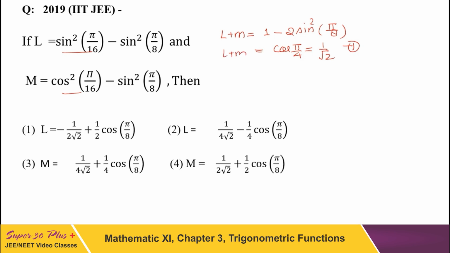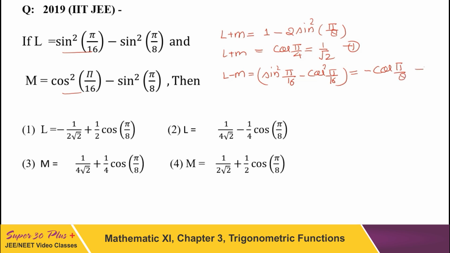Now what is the value of L minus M? It is sin square theta minus cos square theta, and theta is pi by 16, and similarly the other terms cancel out. This is your setup: sin square theta minus cos square theta. It will become minus cos 2 theta, means minus cos pi by 8.